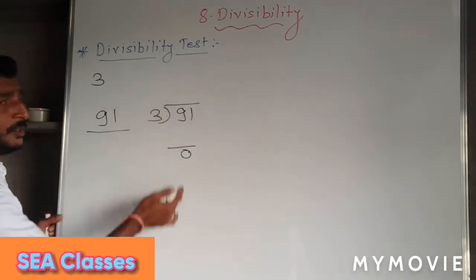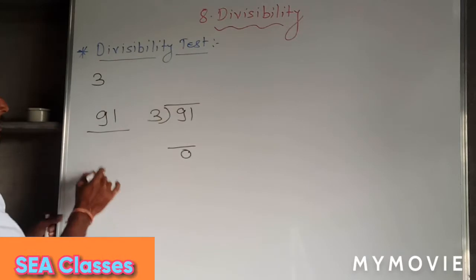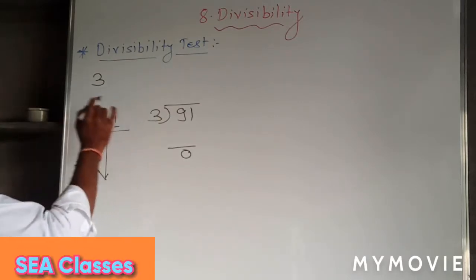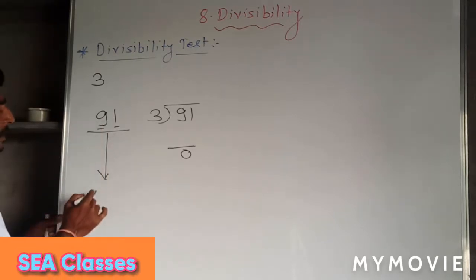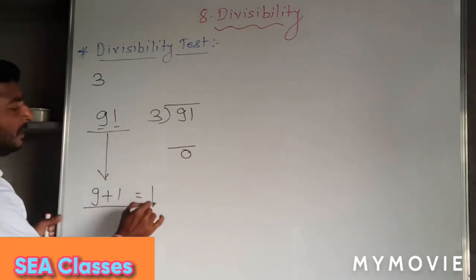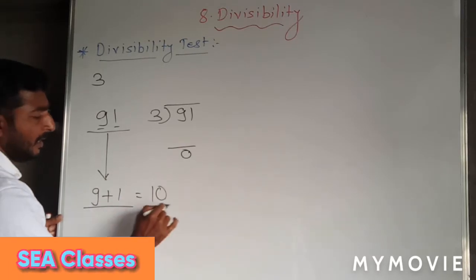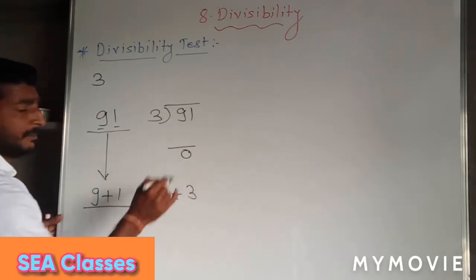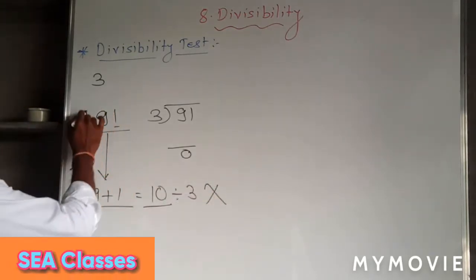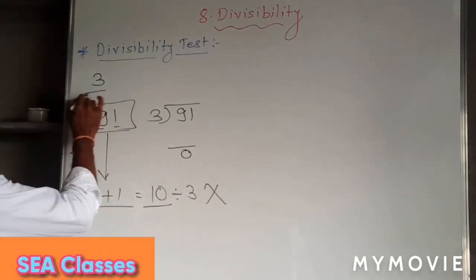Instead of doing the actual division, use the test of divisibility. You have to take the sum of the digits in the number. So what are the digits in the number? 9 and 1. Add them, and what do you get? 10. Is 10 divisible by 3? No. Therefore, 91 is not divisible by 3.